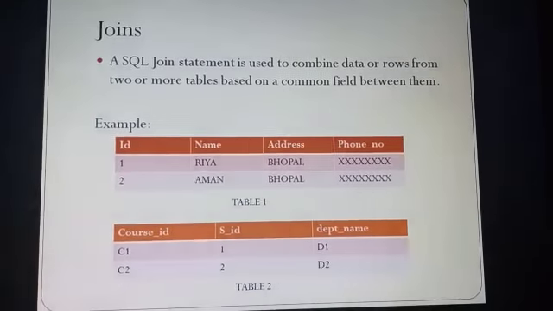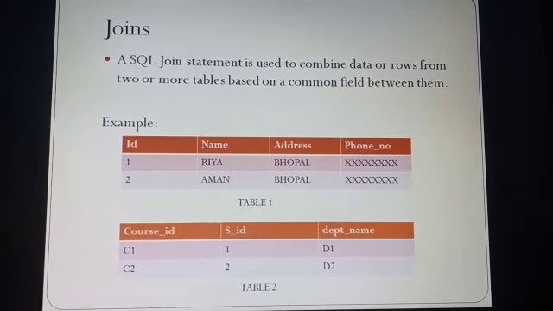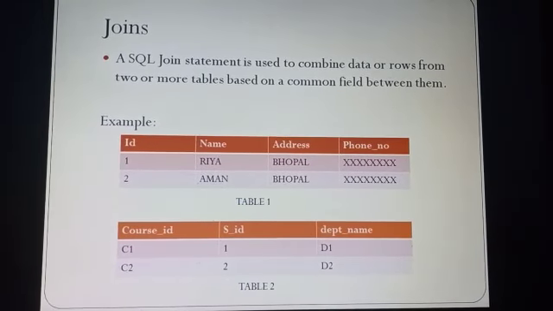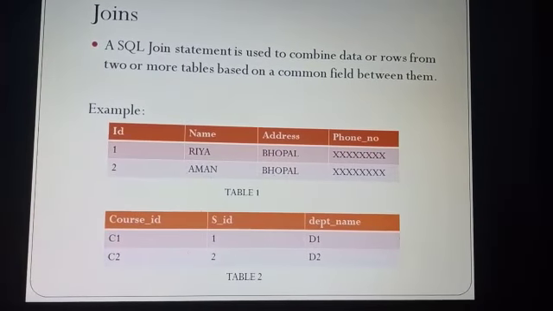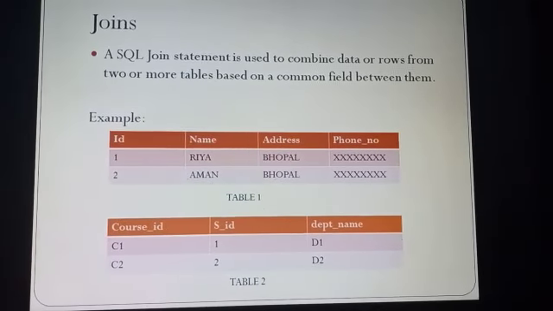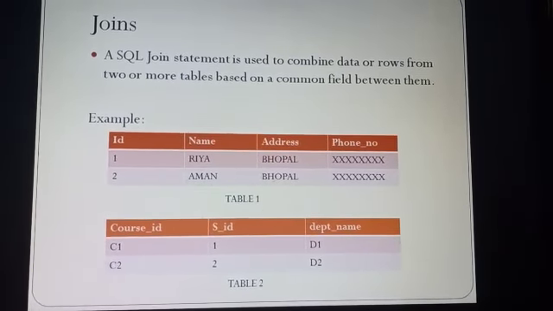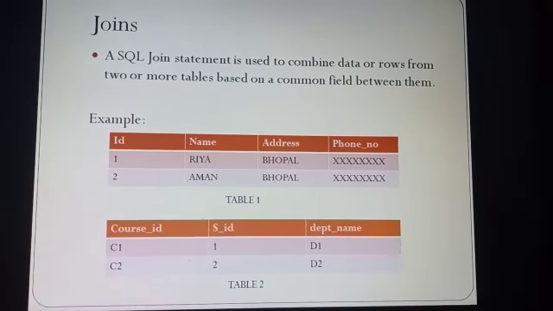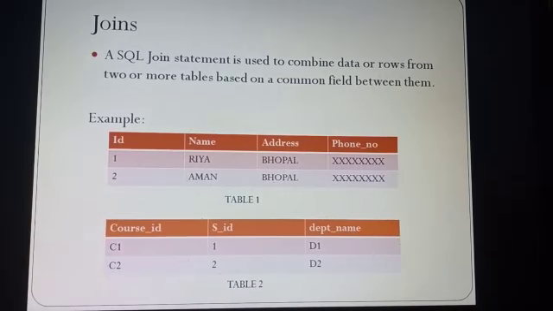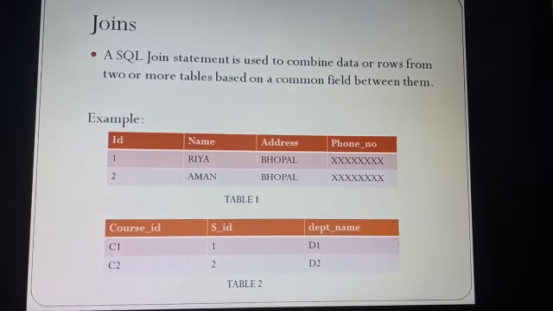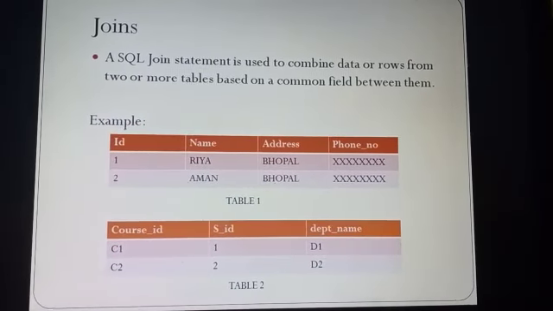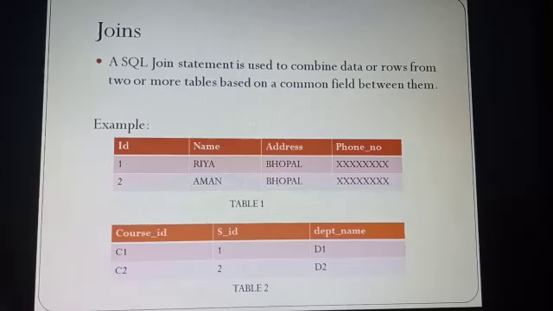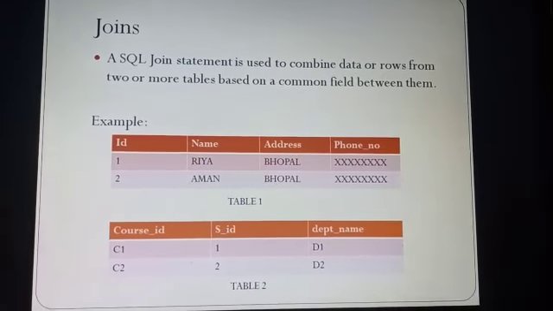Next topic is joins. So SQL join statement is used to combine data or rows from two or more tables. Before using join command, we must ensure that the tables contain one common attribute. For example, there are two tables, table 1 and table 2. Table 1 contains ID, name, address, phone number as the attribute, whereas table 2 contains course ID, SID, and department name as the attribute. In both the tables, SID and ID are the common attribute.